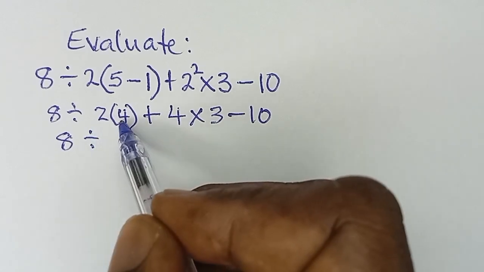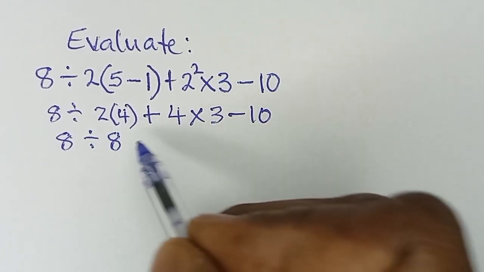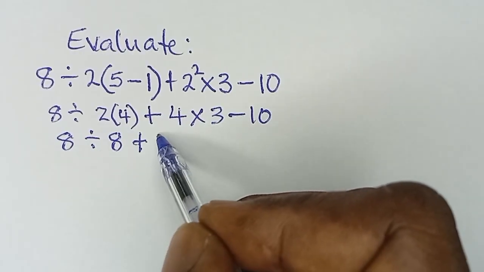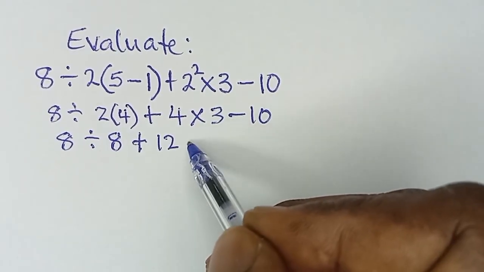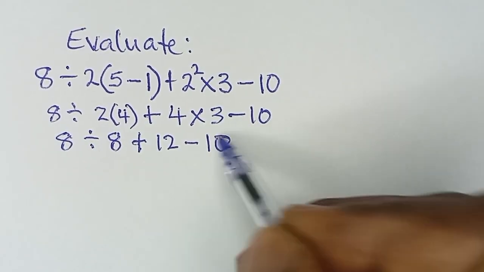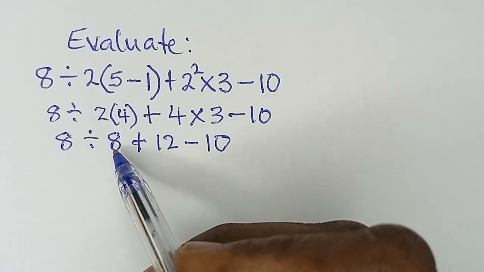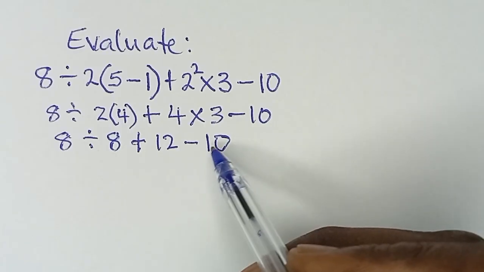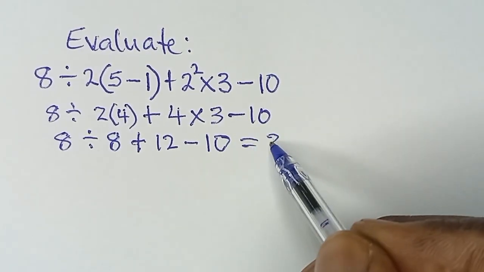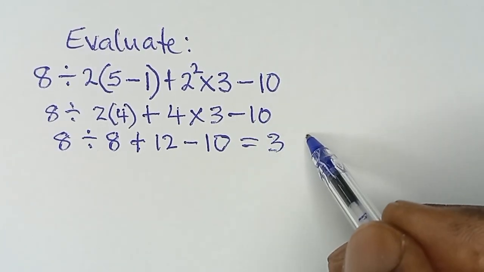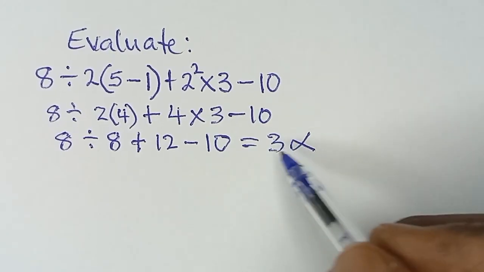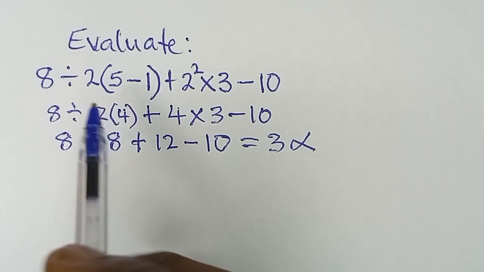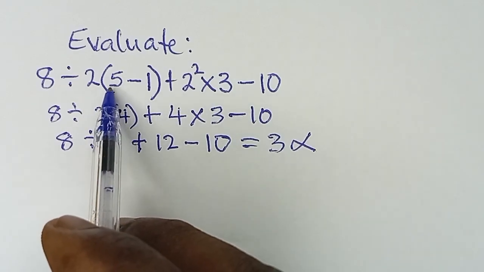divided by 2 times 4 is 8. And then plus 4 times 3 is 12. And then minus 10. So 8 divided by 8 is 1. 1 plus 12 is 13. 13 minus 10 is 3. This is what some students will do, but it is actually wrong. It is not correct.